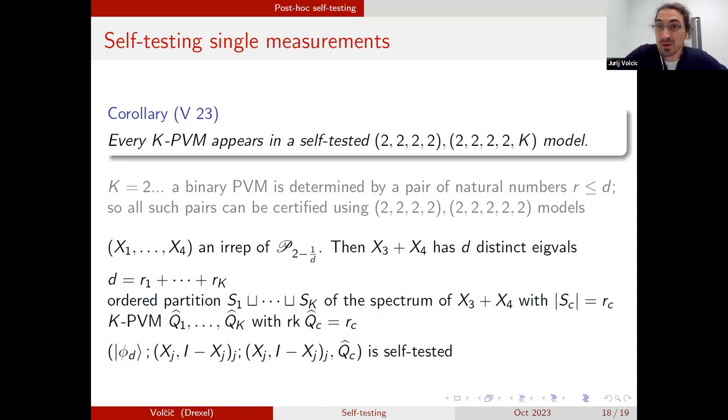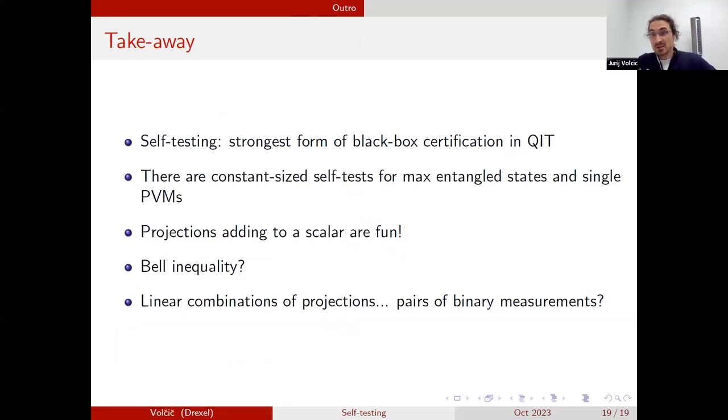I'm sorry, I didn't plan to run so close to the time, but the takeaway is that we can now have some constant size self-tests for some particular infinite families, more than we knew before, though there were already things known before me.